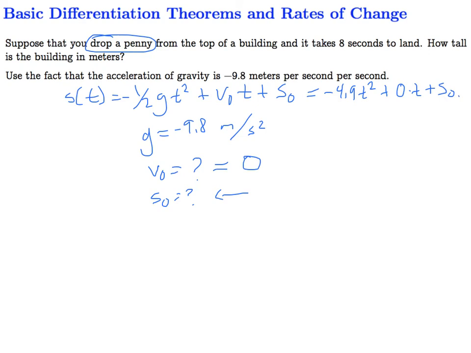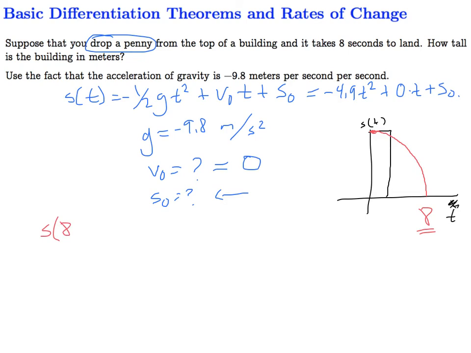The next step is to think about, well, how am I going to figure this out now? I know I had 8 seconds to land, but I don't really know anything else. Well, I can always draw a picture of the situation. So I've got myself a building here, and we'll just put this along the t and s of t axes. I threw that penny off, it went on down, and I know that after 8 seconds it hit the ground. So what this tells me is something really important about my function, that after 8 seconds it equals 0.